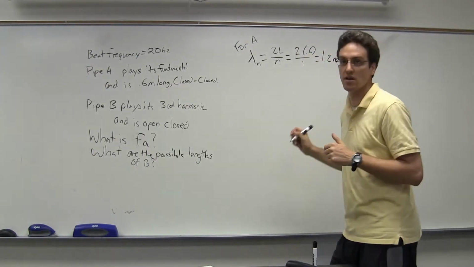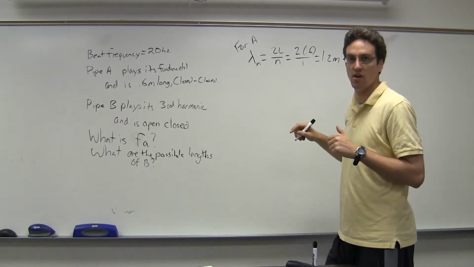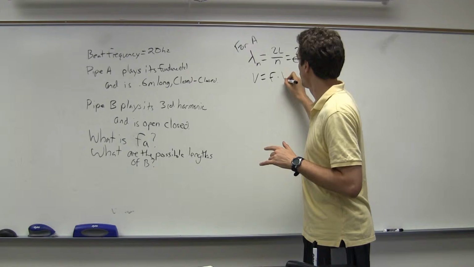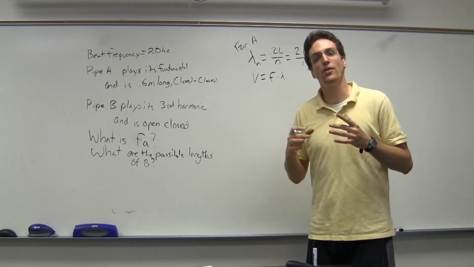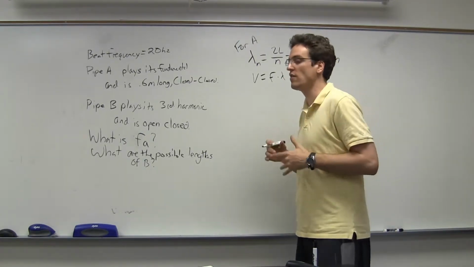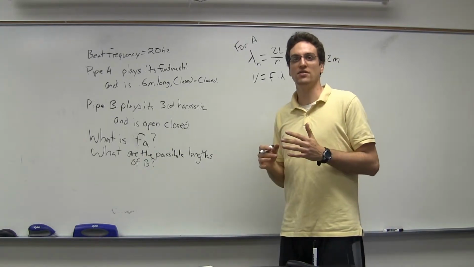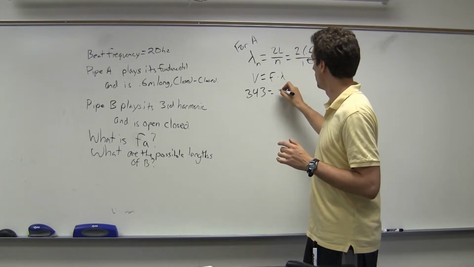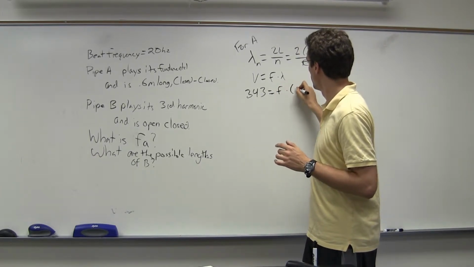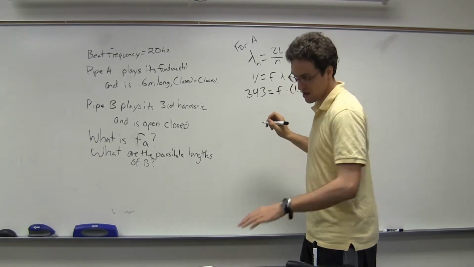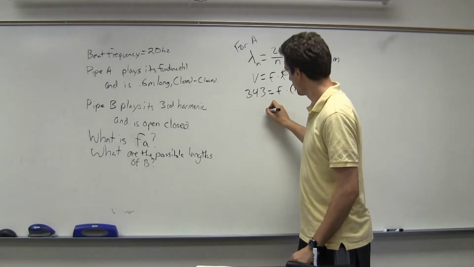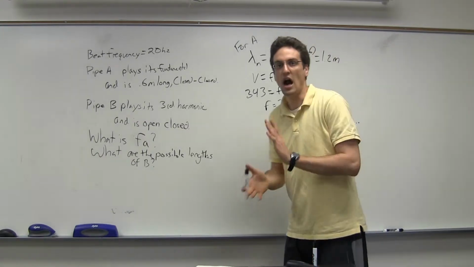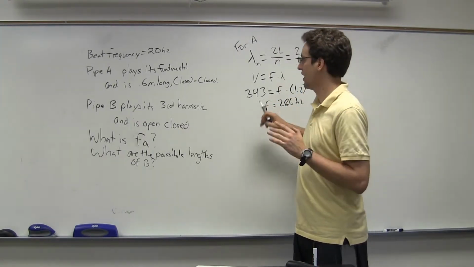Now I've got my wavelength. Once I have my wavelength, I can use velocity equals frequency times wavelength to find frequency, because I know the velocity is 343, the velocity of sound in air. So 343 equals frequency times 1.2, and if I solve that, I should get a frequency of 286 hertz. So now I've got my frequency of A.